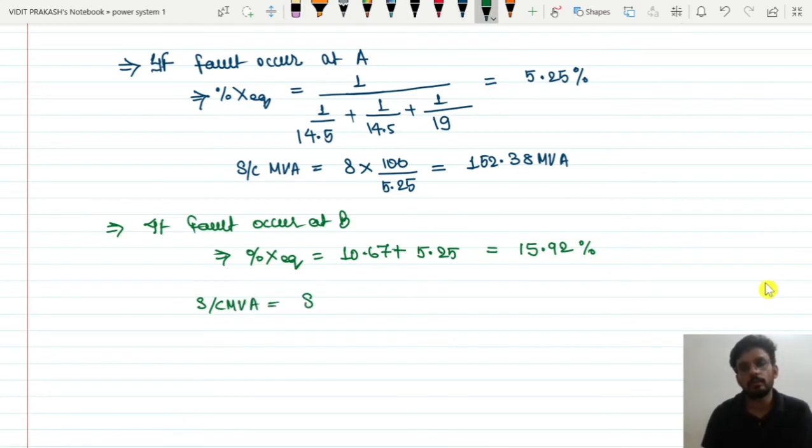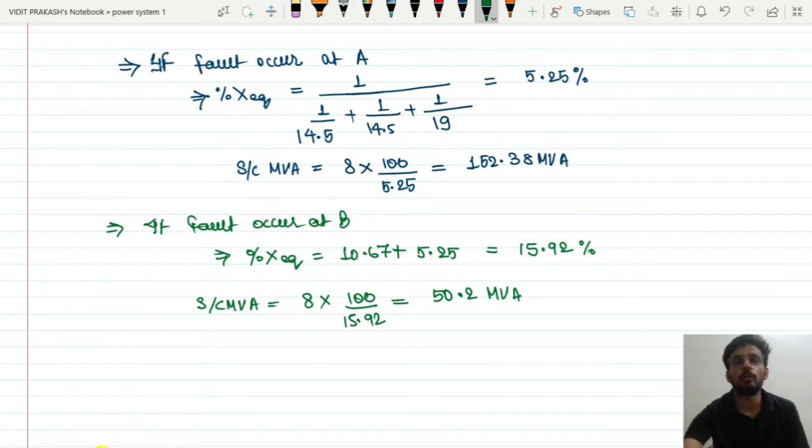Now what will be the short circuit MVA? That will be rated MVA into 100 by 15.92. So this will give you something like 50.2 MVA.